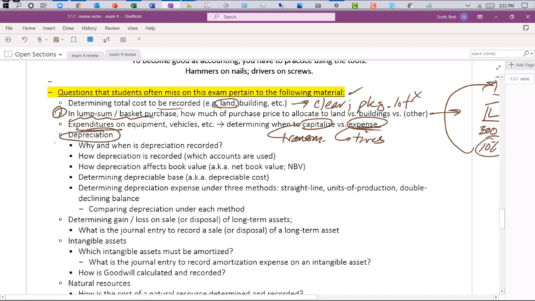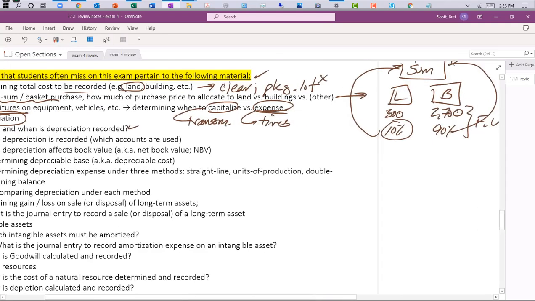Depreciation, obviously, that's going to be a big one that I'm going to test you guys on. So when is depreciation recorded? Usually it's an adjusting journal entry at the end of the year. How do we record depreciation? Well, we're using that contra account.